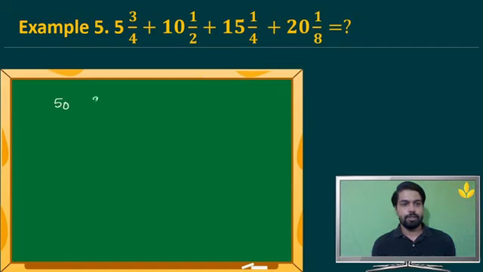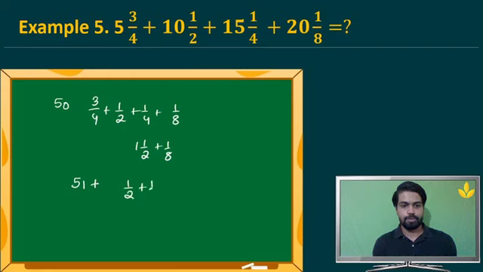So now I have to add these fractions. 3 by 4, 1 by 2 plus 1 by 4 plus 1 by 8. If you, by any chance, understand, 1 by 2 plus 1 by 4 is again 3 by 4. And 3 by 4 plus 3 by 4 is actually 3 by 2. 3 by 2 is 1 and a half plus 1 by 8. I can add this 1 to this, it will be 51. And now I'm going to add 1 by 2 plus 1 by 8.